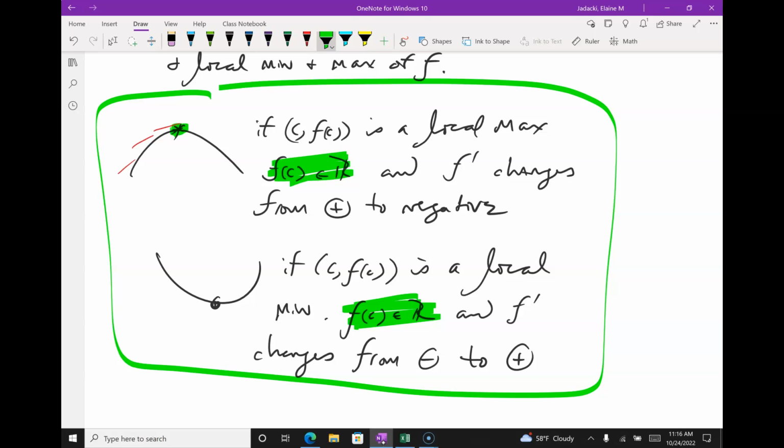So, like we already learned 4.2, absolute min and max, and we had a big checklist for that. For this test, your formula sheet will be packed with how to do these problems.